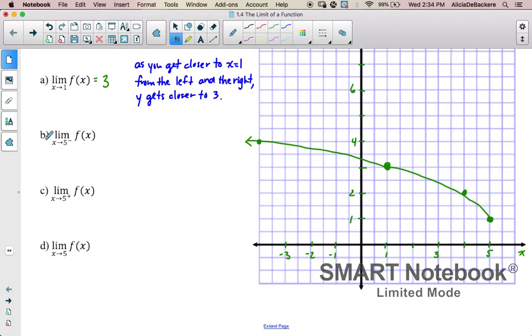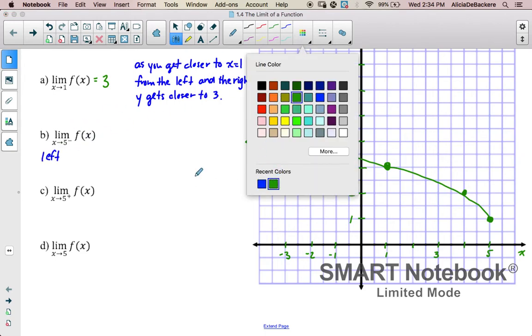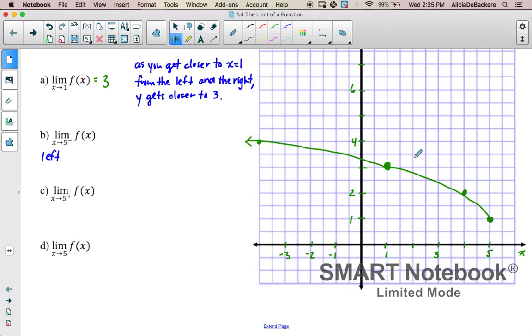So next I'm going to take a look at the limit of f of x as x approaches 5 from the negative side. So this is the left-hand limit. And so I'm getting closer to x is 5. I'm sliding along the curve, and I'm sliding in from the left towards 5. And what I notice is that the height of the graph, the y values of the graph, are getting closer to 1. So this is equal to 1 here.